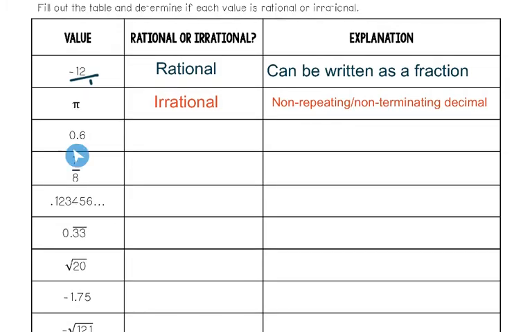Let's look at the next value. It says 0.6. There's no dot, dot, dot afterwards. There's no line on top. This decimal comes to an end. That means it's a terminating decimal, so it is rational.